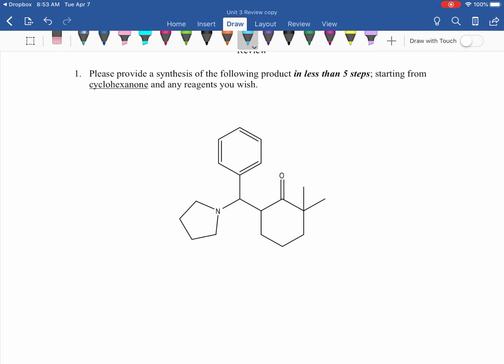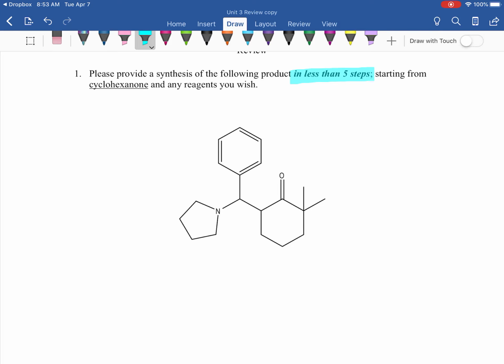All right, so let's take a look at the question. And in this one, we're being restricted steps. Now, we haven't done that before. So let's just try the synthesis first, and then we're going to count our steps. We'll worry about that at the end. We'll kind of look at our strategy first.